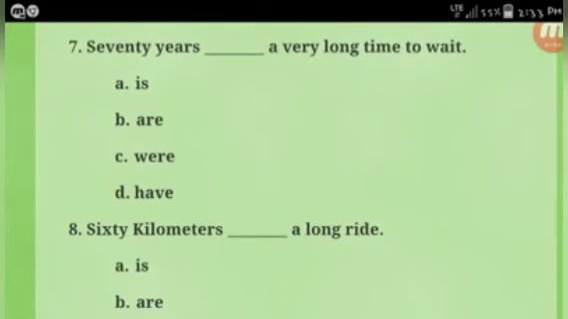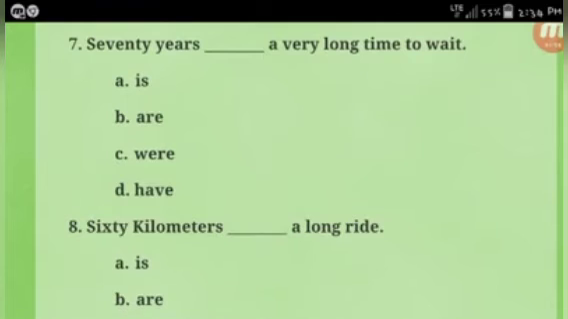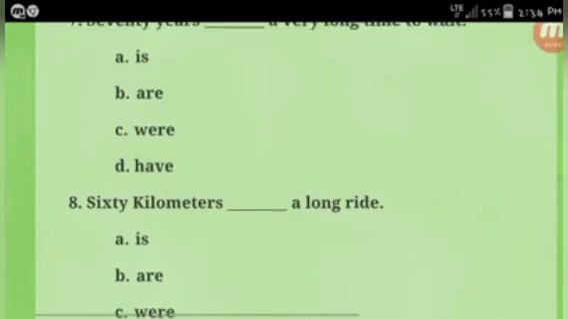Next one, 70 years. Now it's time. It speaks about time, so the subject is time. Time, distance, and amount of money always take a singular verb. So here, it must take a singular verb, and that is. 70 years is a very long time to wait.